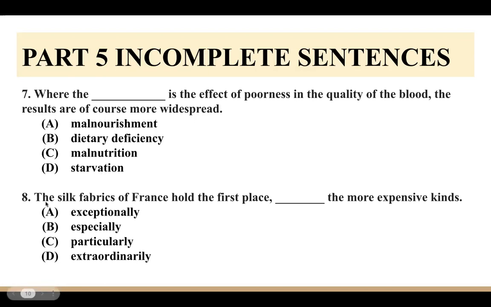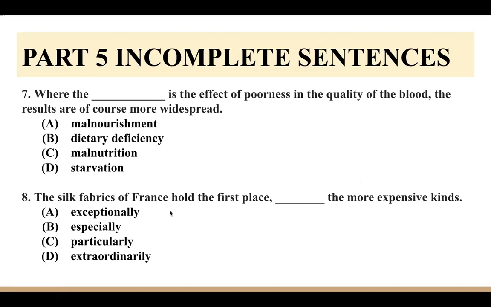Next one, the silk fabric of a friend hold the first place, blah, blah, blah, the more expensive kind. A, exceptionally, B, boy, especially, C, cat, particularly, and then D, up here, extraordinarily. So here we can see the context, it talks about silk fabric. So this is something, a product, it's not a person. So we can cross something that is not fit for this one. Exceptionally, I don't think that it could be fit for this blank.